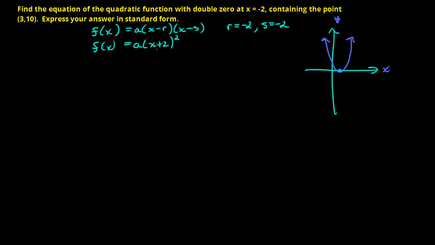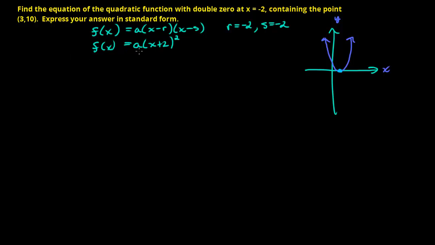So there's actually two values for x that make f of x equal to 0. It's just that the two values for x are the same; they're equal. So there's two factors that satisfy the left side being equal to the right side when f of x is equal to 0. And again, it's just that the two values for x are equal. That's why we call it a double zero. So we can write our equation in this form because we know what r and s are. And next, we're tasked with finding what a is.